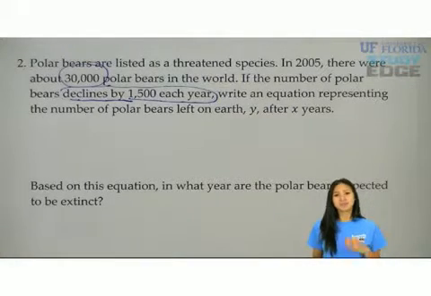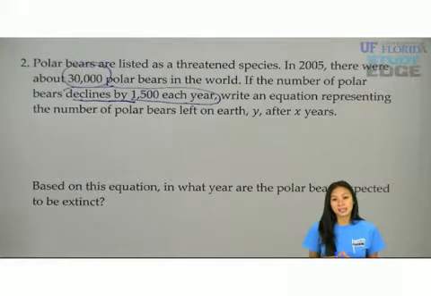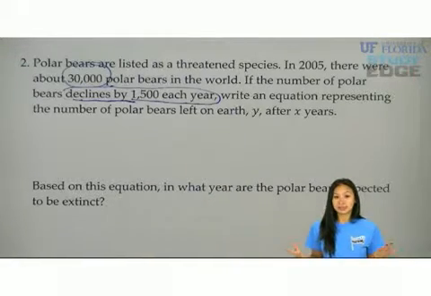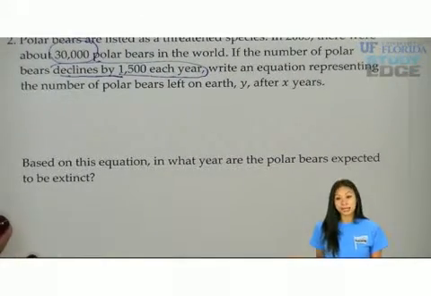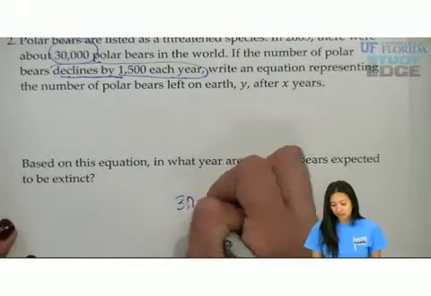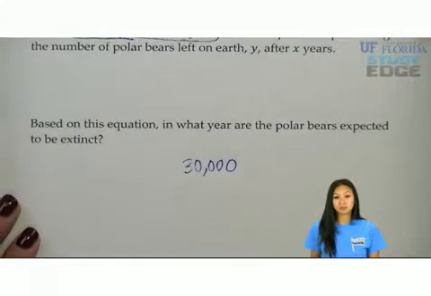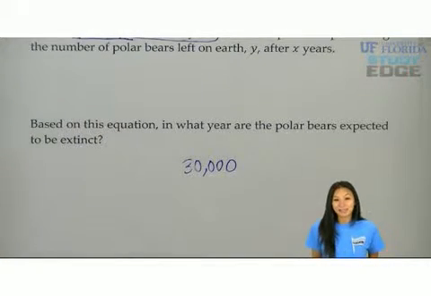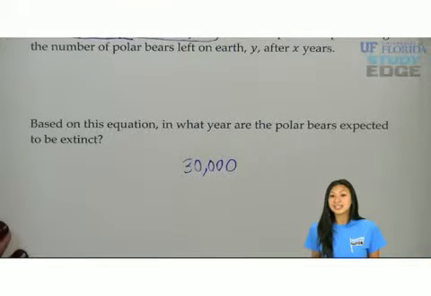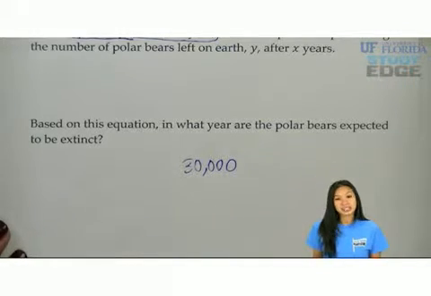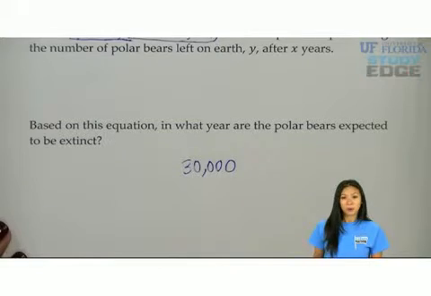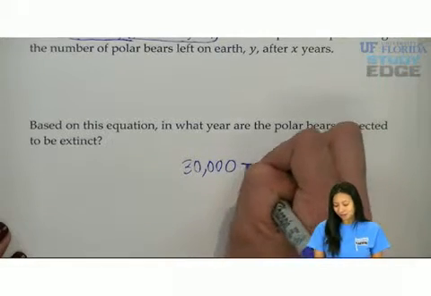Let's check this out. Think about this for a second. In the beginning, there were 30,000 polar bears in the world. That's where I'm starting from. But what's happening? Each year, every single year, the number of polar bears is declining. Declining sounds like subtracting, right? Declining means it's decreasing. There are fewer and fewer polar bears, so I have to subtract.